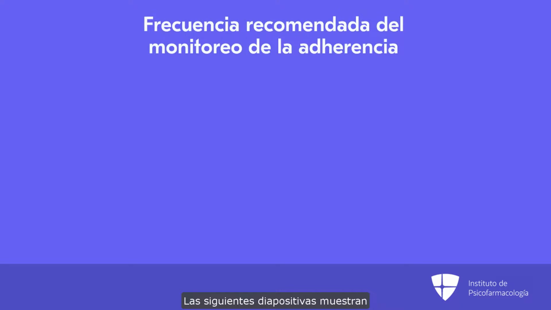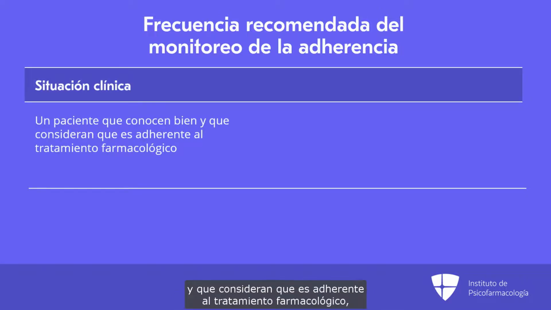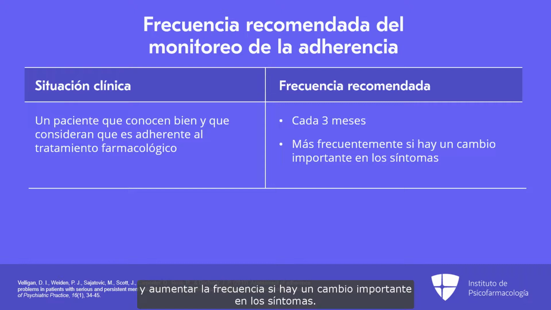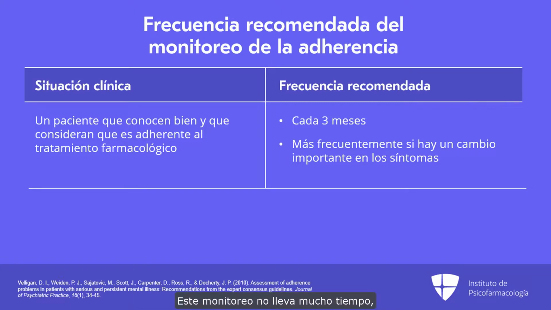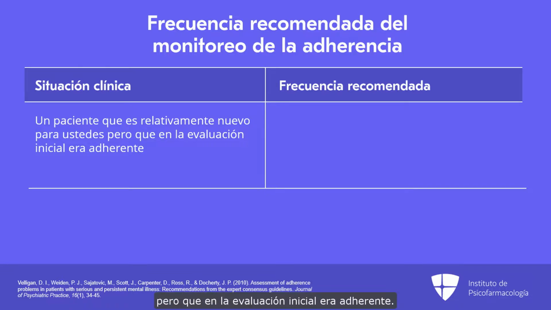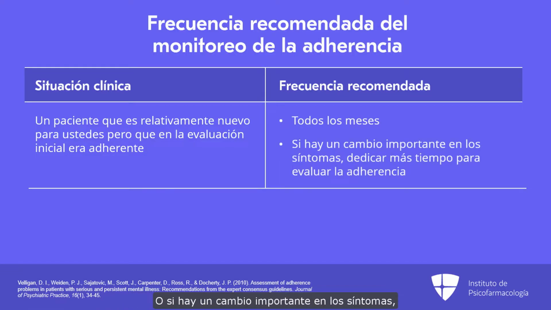The next slide shows some clinical situations with recommended frequency of adherence monitoring. So if you have a clinical situation where a patient you know well and believe is regularly adherent to medications, the recommendation is that this can potentially be built into a routine of maybe every 3 months. If they're seen monthly, maybe more often if there's a notable change in symptoms. This should be a briefer portion of the med check or visit, 5 minutes or less. Or a person who's relatively new to you, but at initial evaluation was regularly adherent to medication, maybe monthly, or if there's a notable change in symptoms, you might spend a little more time asking about adherence.